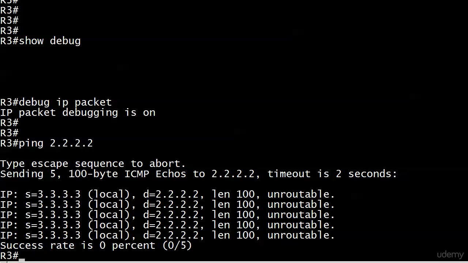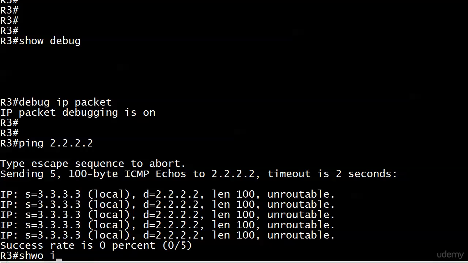But I ran debug IP packet again. We're right back where we were on router 3. I sent a ping over and we see the word unroutable. And this doesn't mean that the packet was corrupted in any way. It just simply means that literally these packets aren't even leaving the router. We're not seeing the word sending this time like we did with the good ping in the debug, because they're not even leaving the local router.